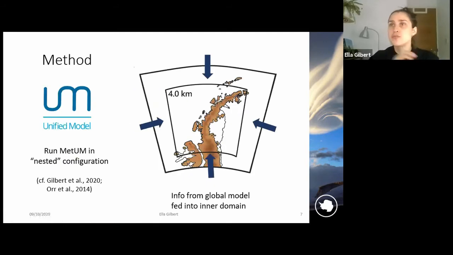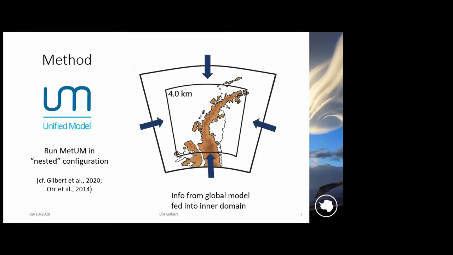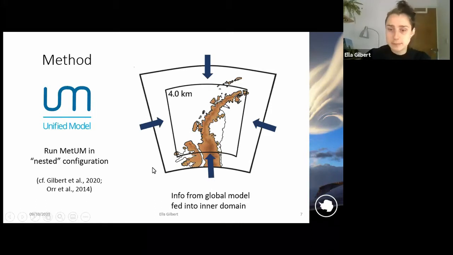Brief synopsis of the method. I won't bore you with the details, but we're running the Met Office unified model in what I'm going to call a nested configuration. So it's dynamically downscaling global scale information to a high resolution in a nest, which is 4 kilometers horizontal grid spacing here. So it takes its lateral boundary conditions from the global model. It's using prescribed SSTs and sea ice here, so it's just an atmosphere only model. And if you're interested in the details of the configuration, there's some references here.